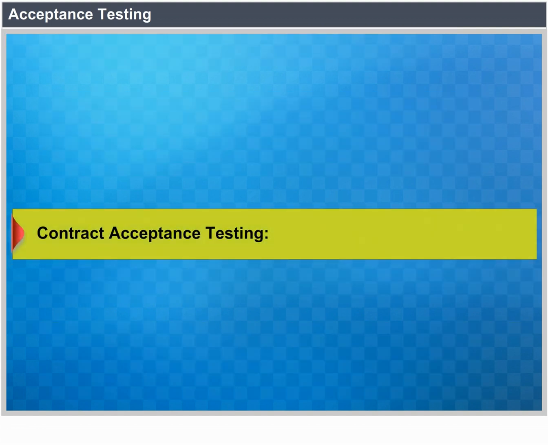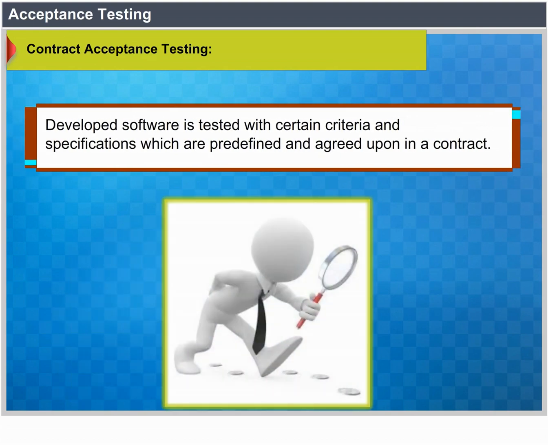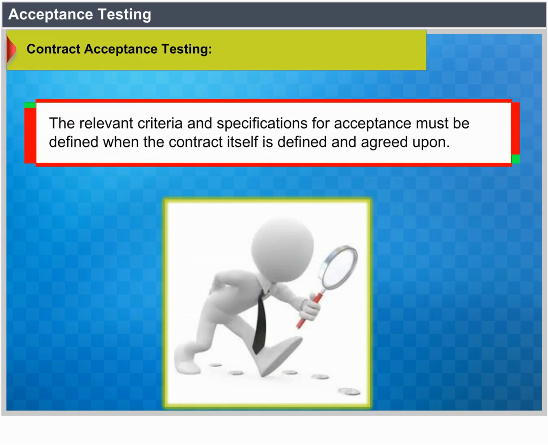Contract acceptance testing. Developed software is tested against certain criteria and specifications which are predefined and agreed upon in a contract. The relevant criteria and specifications for acceptance must be defined when the contract itself is defined and agreed upon.